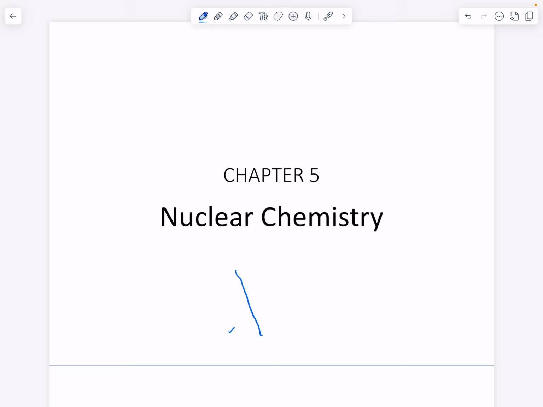Hello. So today we are going to continue with chapter 5, that is nuclear chemistry. The only thing that you need to remember for this chapter is what I explained in the previous chapter, that if you have any element, the lower left is going to be called the atomic number and the upper left is going to be called the mass number. Okay, that's the only thing that you need to remember for this chapter.